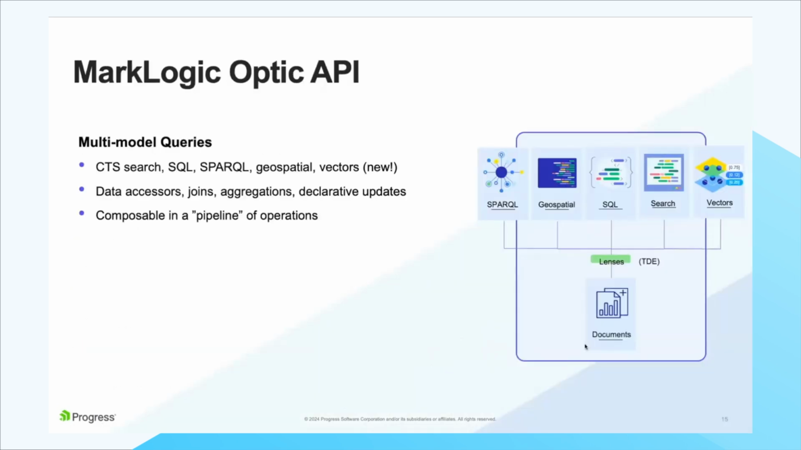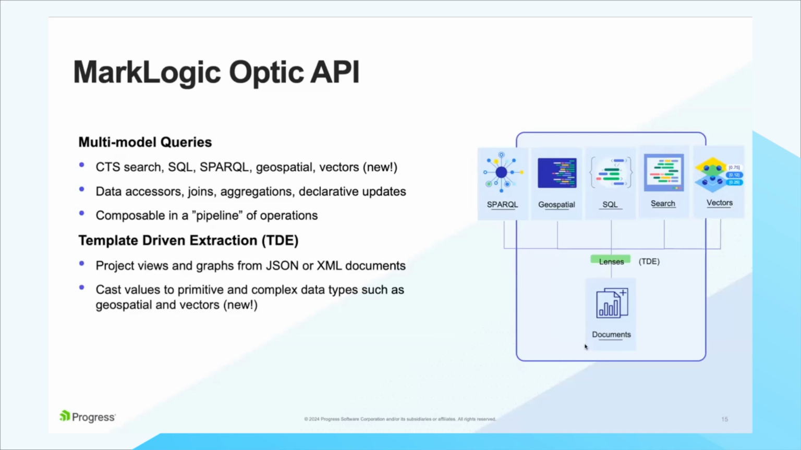MarkLogic Optic API is really our flagship query language for running multi-model queries in MarkLogic. The Optic API allows you to combine CTS queries, SQL queries, SPARQL queries, geospatial queries, and now vector similarity queries in MarkLogic 12. The Optic API has data accessors, joins, aggregations, and declarative updates that are all composable into a pipeline of operations.